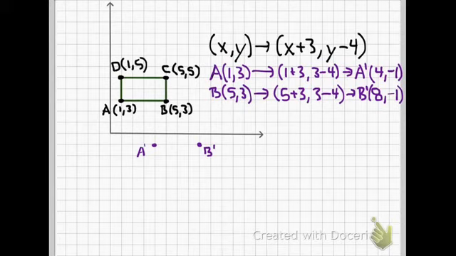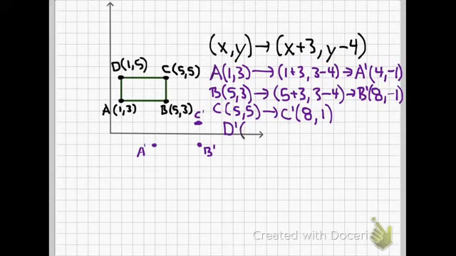For C, which was originally 5, 5, we add 3, and we get that C prime is going to be 8 and positive 1. So there's C prime. And D, our last point, was 1, 5. D prime is going to be 4, 1. Let's graph that one out. 4, 1 goes right there. There's our image.